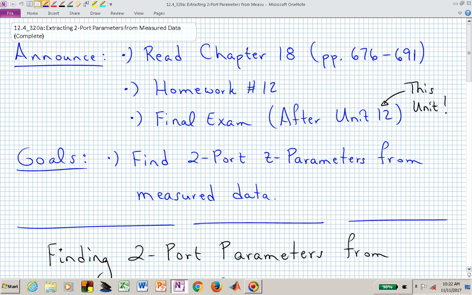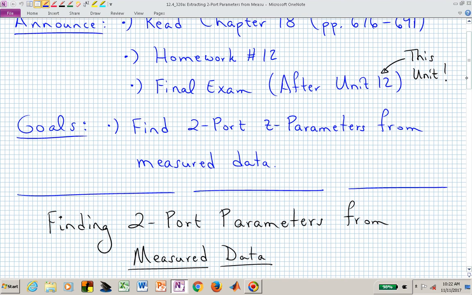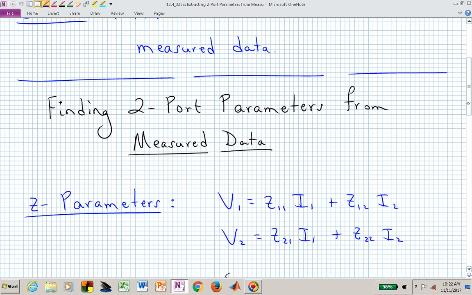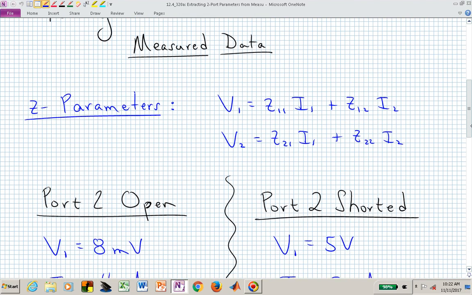What we want to do in this video is illustrate how we can do that for one particular example, or how we can find these two-port parameters from measured data. Let's just look at the Z parameters. These are maybe a little bit more intuitive. It's just Ohm's law, essentially, with 2 currents and 2 voltages, and they are interrelated.